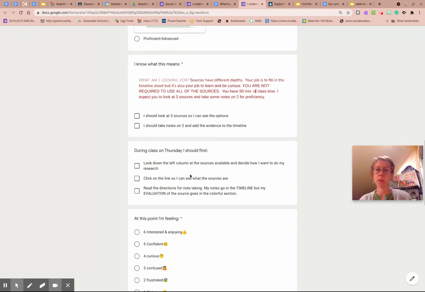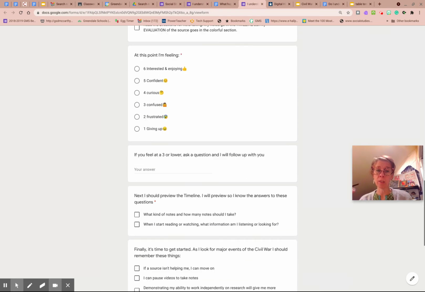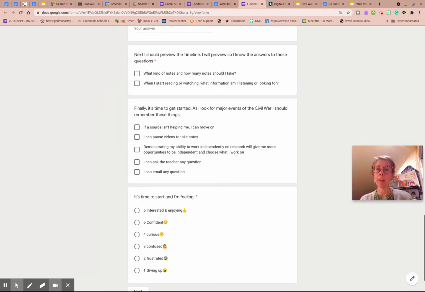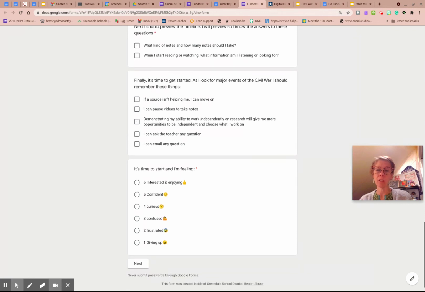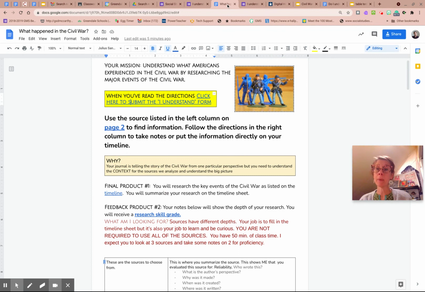This asks you, what are you going to do first? I'm checking in on how's your learning attitude, giving you some advice on how to preview the timeline, and then what is the sort of stuff you should be doing when you are taking notes, because we don't want to take too many notes. We just want to take enough that shows that we understand the basic idea. And then there's a check-in at the end as well. So that is how to do this assignment, which is called What Happened in the Civil War.